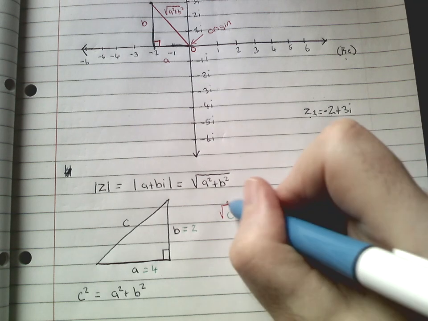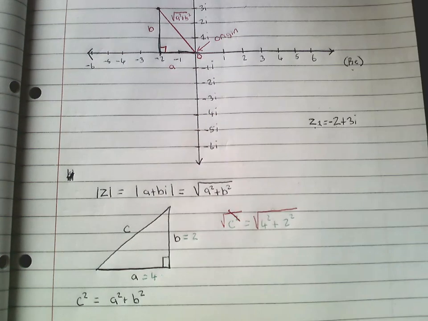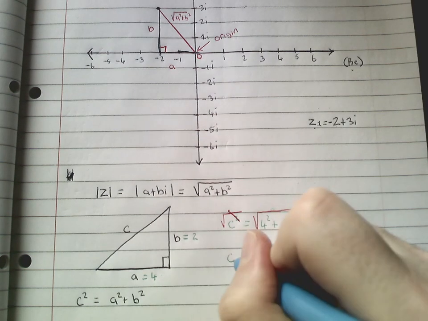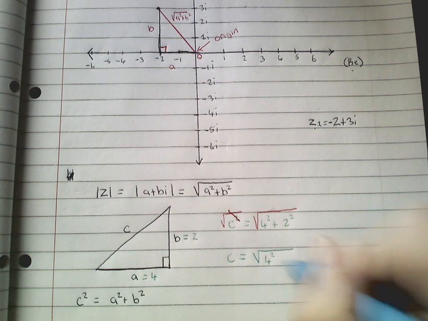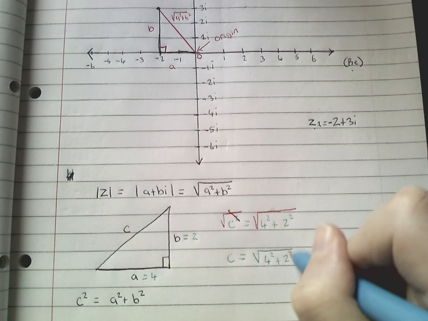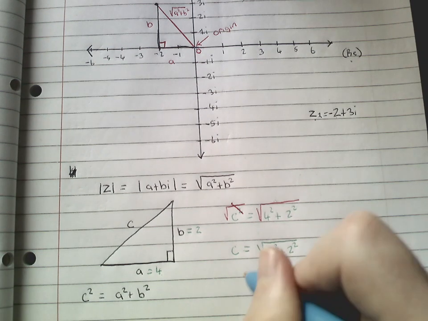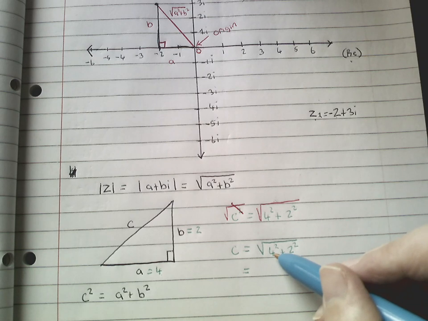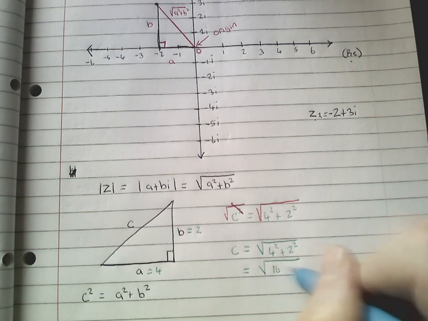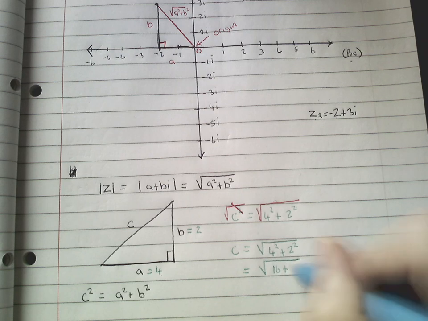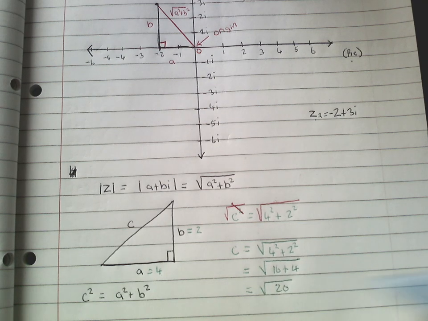What this will do is cancel out this power, and then we're just going to be left with c. And c is equal to the square root of 4 squared plus 2 squared. Okay, so that's what c is equal to. Then I can work this out. 4 by 4 is 16, so it's the square root of 16 plus 2 by 2, which is 4, which is equal to the square root of 20.